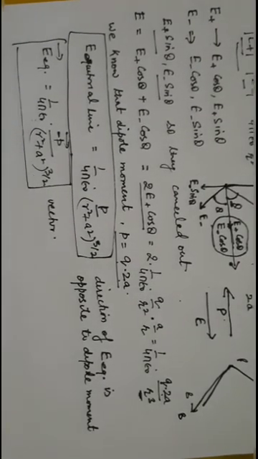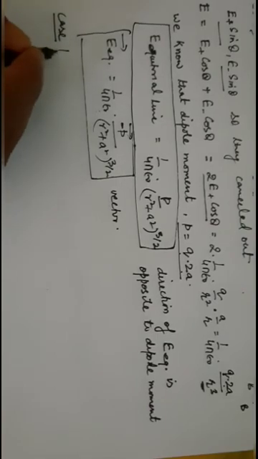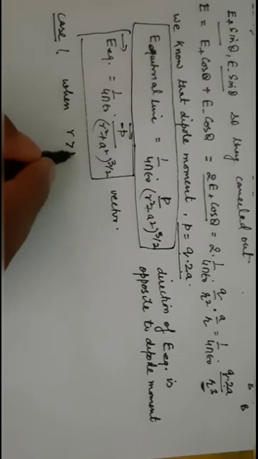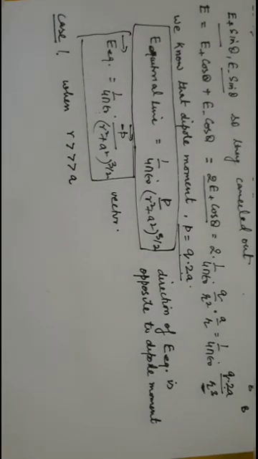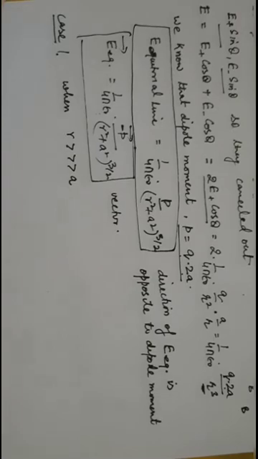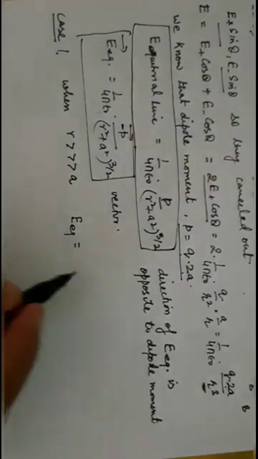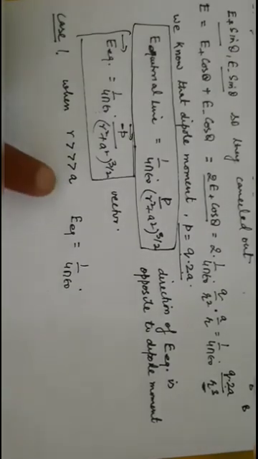Now let us discuss a case when r is very much large as compared to a. That is when the dipole distance is very small or the point of observation is very far away from the dipole. In that case, the electric field on the equatorial line is equal to 1 upon 4 pi epsilon naught, and here a can be neglected.